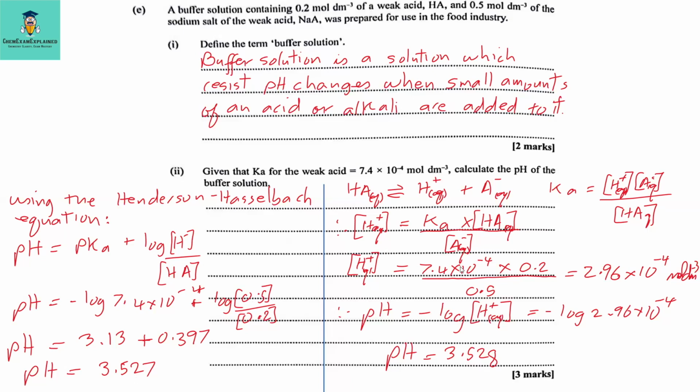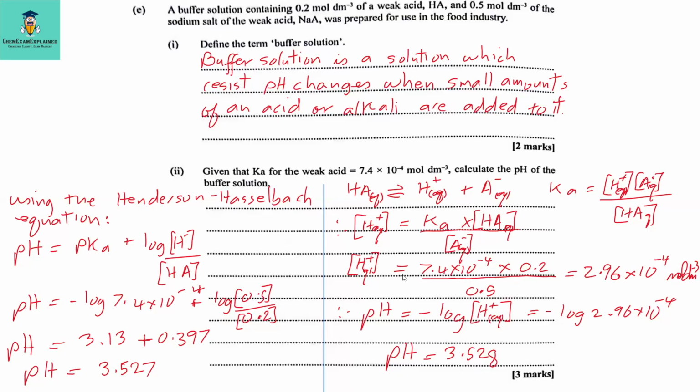Now another way you could do it is to find the H+ concentration from the acid dissociation constant. So Ka is the concentration of the product of H+ times A⁻, the conjugate base, divided by the concentration of the weak acid. We are then going to make the concentration of H+ the subject of the formula, and therefore H+ is equal to Ka times the concentration of the weak acid over the concentration of the conjugate base.